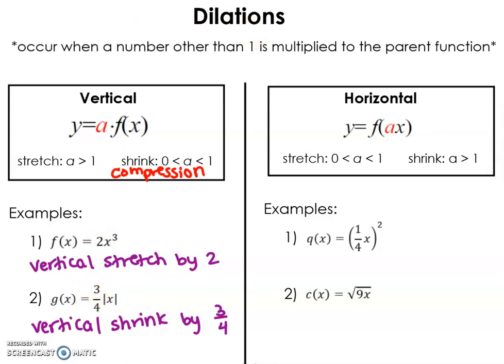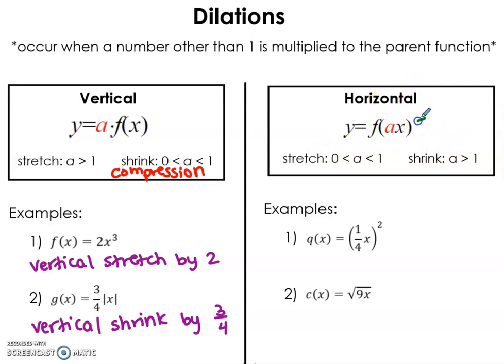Now, horizontal dilations are, again, bizarro world. So everything that you think you know, it's the opposite, which is kind of confusing. So if we're looking at horizontal, that means that the number being multiplied is attached to the x inside the function. And it's the opposite of vertical. So if you see the number that's being attached to the x, if it's between 0 and 1, that is a stretch. And if it's greater than 1, it's a shrink.